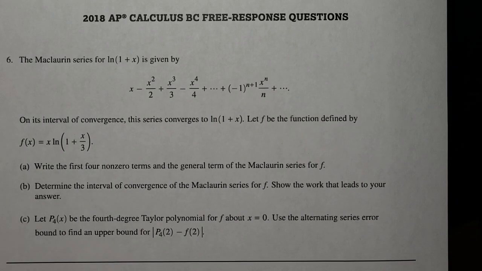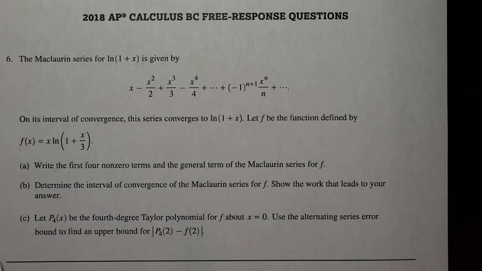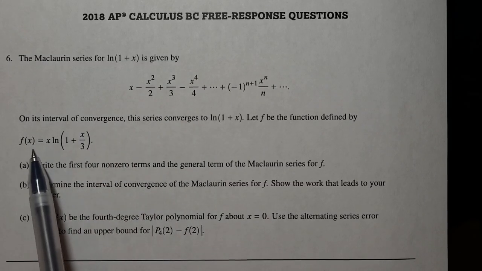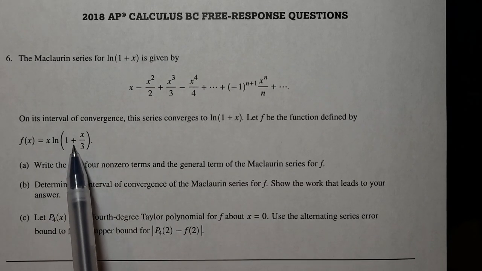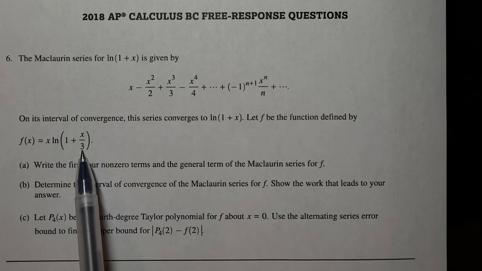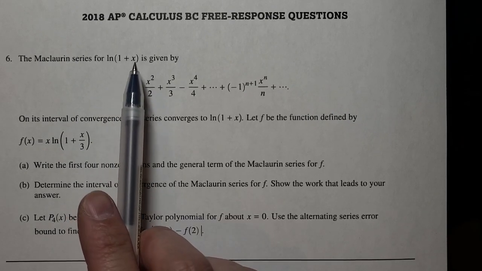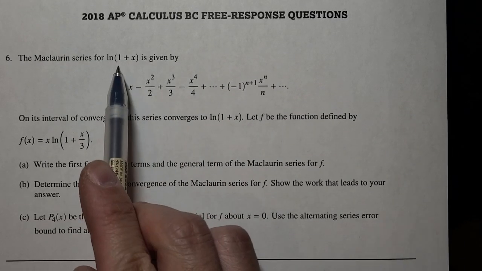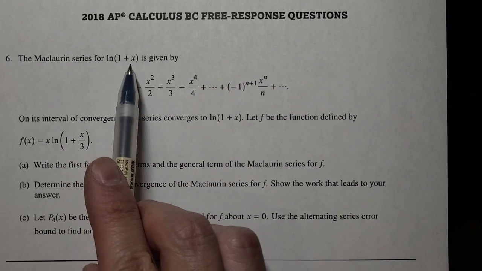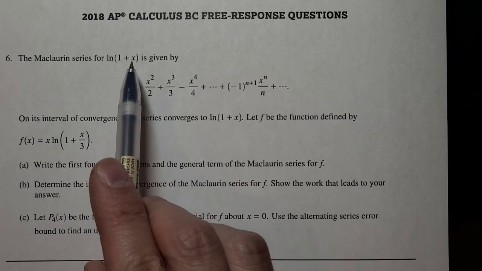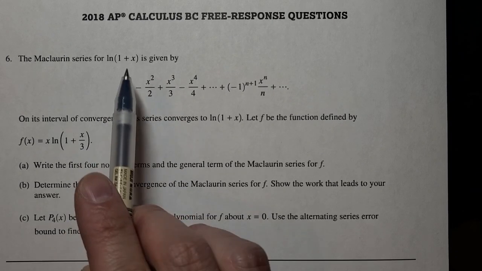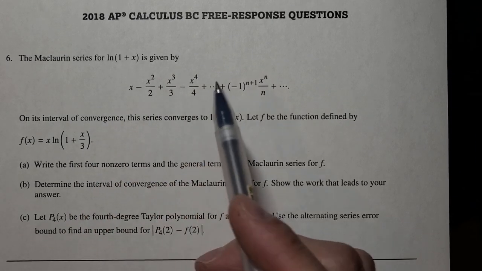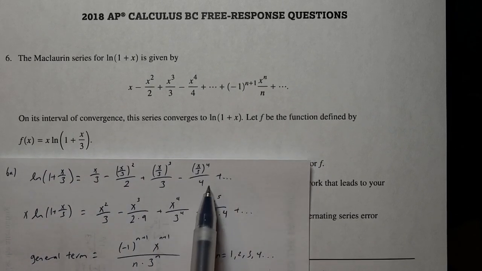Okay, so first 4 terms, well, we probably need to get the Taylor series for ln of 1 plus x over 3 first, the Maclaurin series for that first. Since a Maclaurin series is a Taylor series, I'm just going to say Taylor series. Okay, this is the Taylor series for ln of 1 plus x. Treat it like a function. Replace x with x over 3. So wherever there's an x, replace it with x over 3. That's what I did over here, okay?